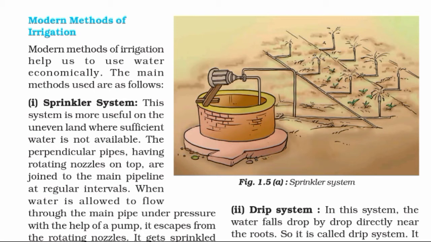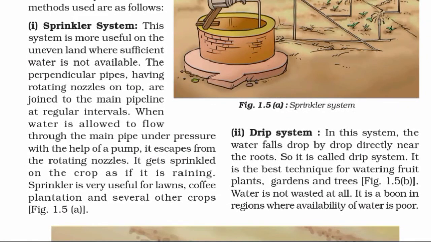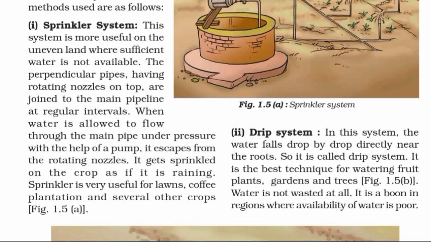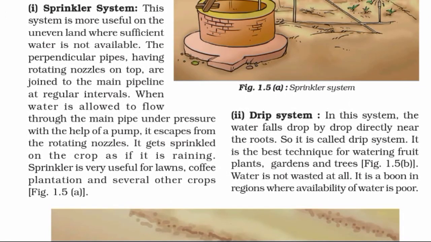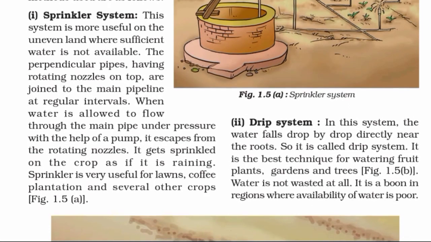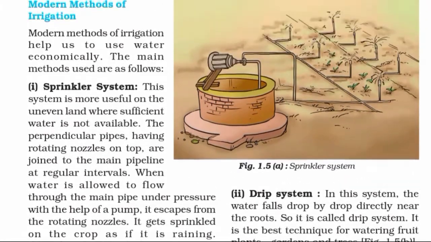The perpendicular pipes having rotating nozzles on top are joined to the main pipeline at regular intervals. When water is allowed to flow through the main pipe under pressure with the help of a pump, it escapes from the rotating nozzles. It gets sprinkled on the crop as if it is raining. Sprinkler is very useful for lawns, coffee plantation, and several other crops, as shown in figure 1.5a. In this figure, we can see a sprinkler system.